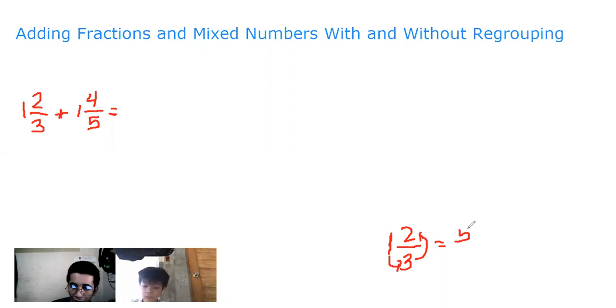Ganyan lang ulit, kagaya kanina. 1 times 3, that is 3, plus 2, that is 5. Then, copy natin si denominator natin na 3. So, magkakaroon tayo ng 5 over 3. Ito yung una natin fraction, 5 over 3. Then, pangalawang fraction natin, we have here 1 and 4 over 5.